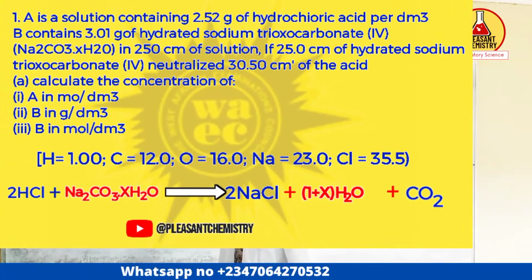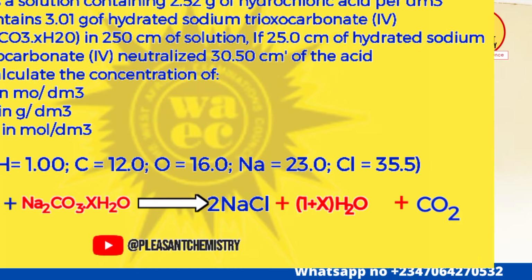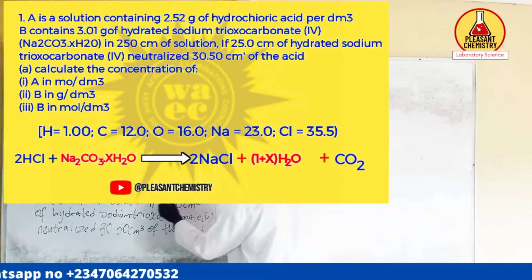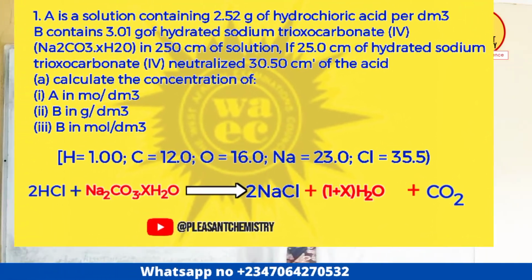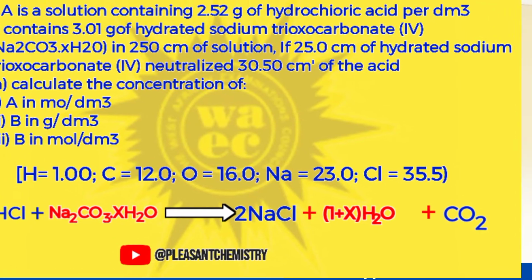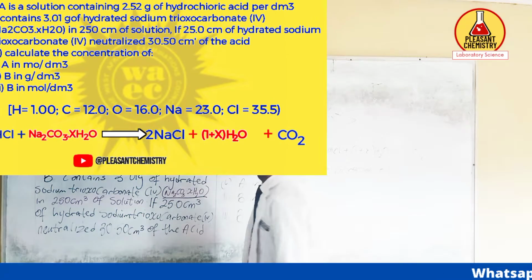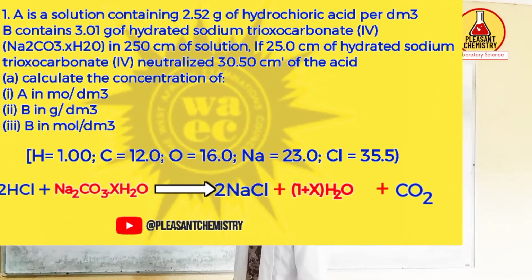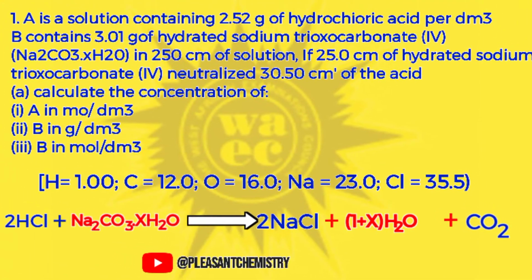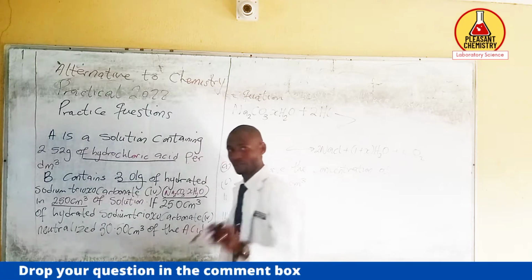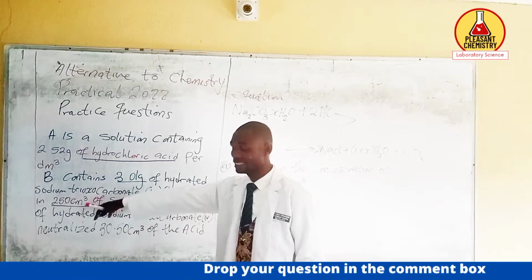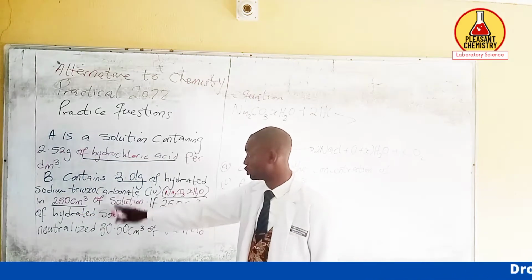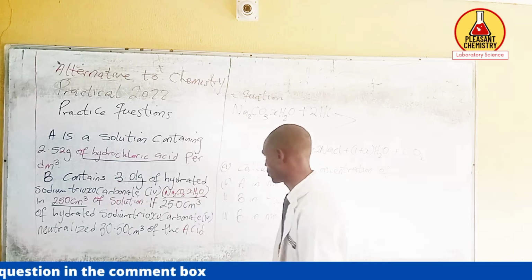B contains 3.01 grams of hydrated sodium trioxocarbonate(IV). Hydrated sodium trioxocarbonate(IV), and that is our base, in 250 cm cube of the solution. 3.01 grams in 250. Now, normally it should be per dm cube or in 1000 cm cube. So, we are going to do unit conversion when we get to that stage.